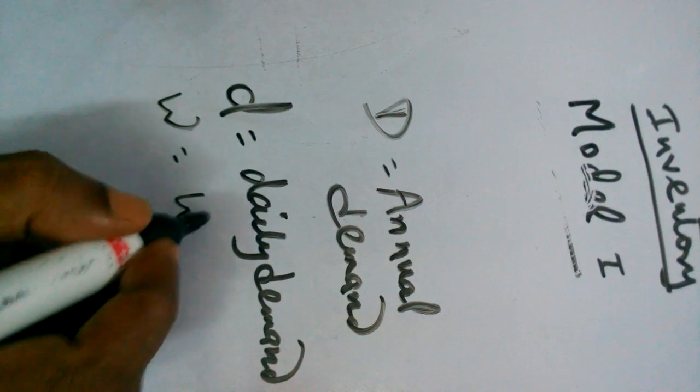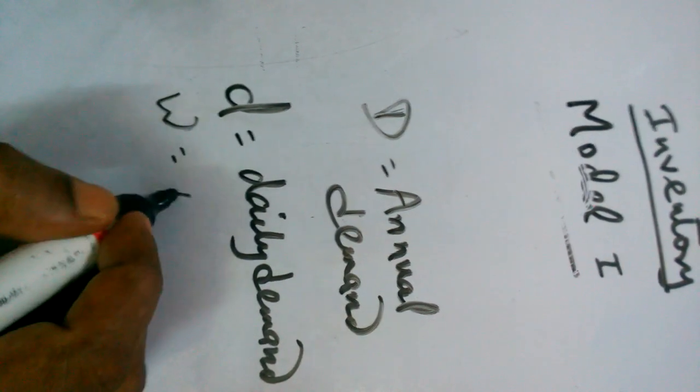Now the question is, if you know the daily demand, how to know the annual demand? Into working days. W means working days, number of working days. How many days in a year we are getting as working days. So if you know W and if you know d, d into W is capital D. d into W will be capital D. These are the initial informations we need for calculating what? Minimum cost we need to incur. We need to spend minimum cost of inventory.